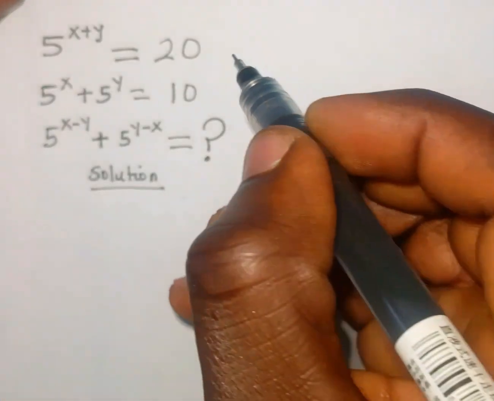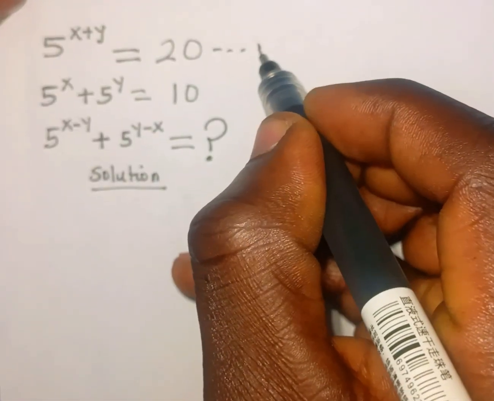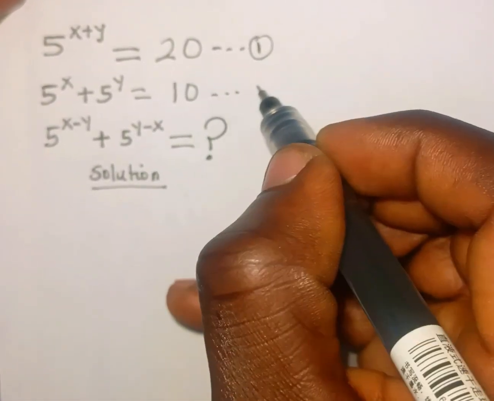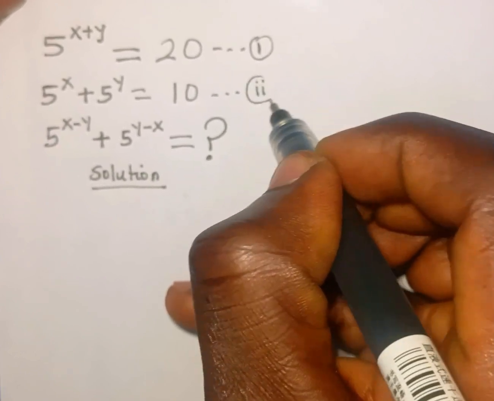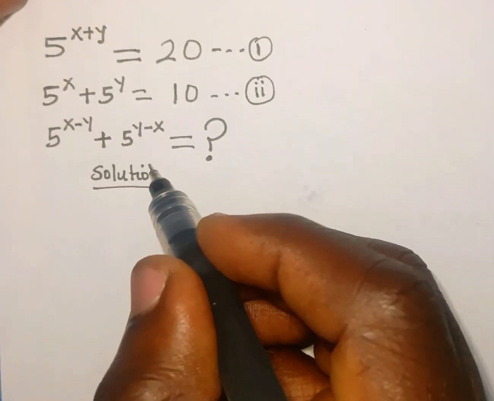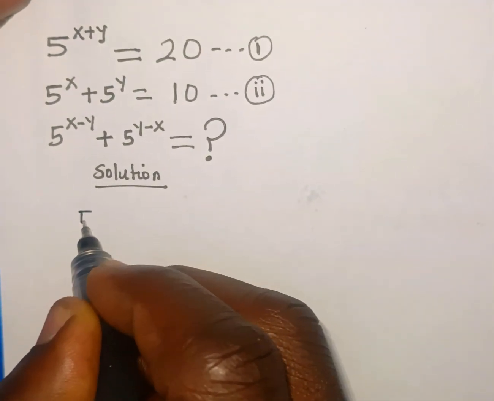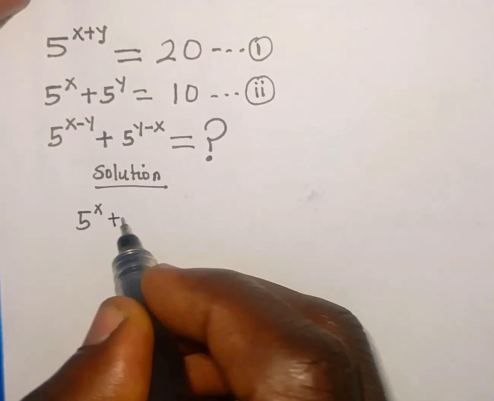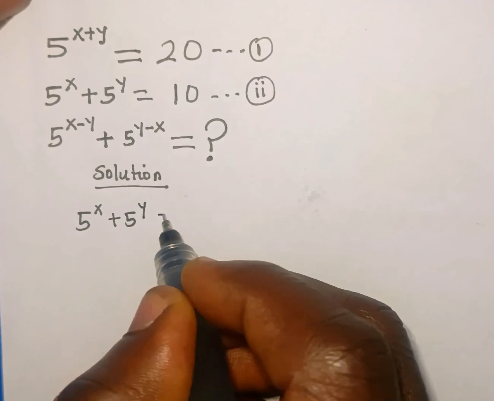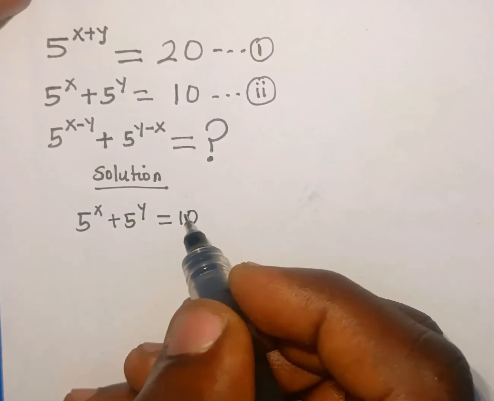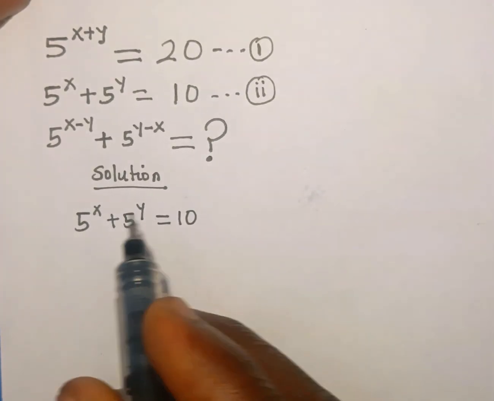So to solve for the value of this expression from these equations, the first thing we're going to do is name the first equation as equation 1, then we name the second equation as equation 2. Now, the first thing we're going to do is pick equation 2, which is 5 raised to the power of x plus 5 raised to the power of y, equal to 10. Now we're going to square both sides of this equation 2.